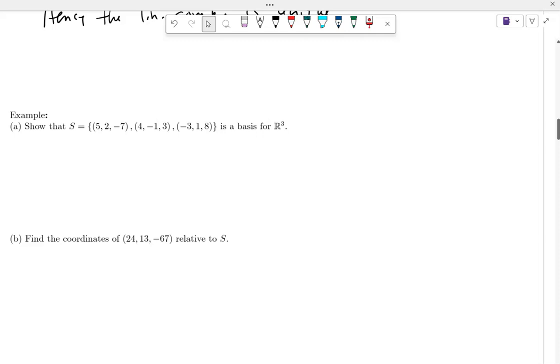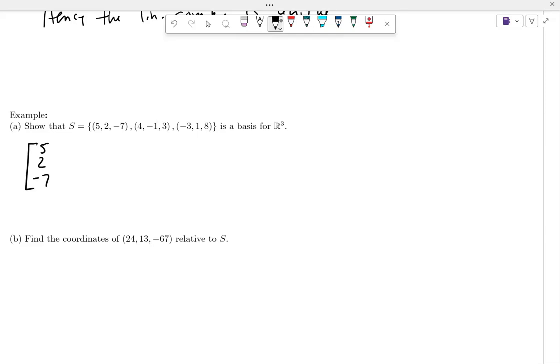The first part is literally like the examples we've already done. First thing it tells you to do is show that this is a basis. How do we do that? Make sure that they're linearly independent and spans. And we do that by doing what? Matrix, right? Make a matrix and row reduce. Fantastic. How do I make my matrix? Where does that 5, 2, -7 go? Yeah, down a column. Good.